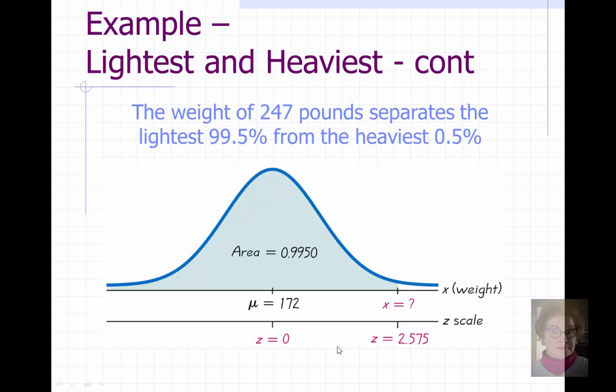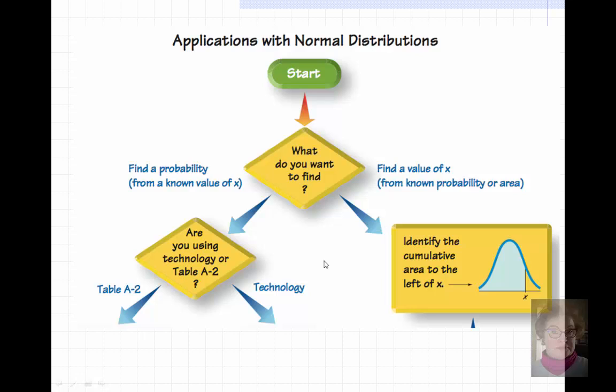So what do you want to find? You want to find the value of x from a known probability. This is the backwards table A calculations. I want to find a probability from a known value of x. This is what we learned how to do first.